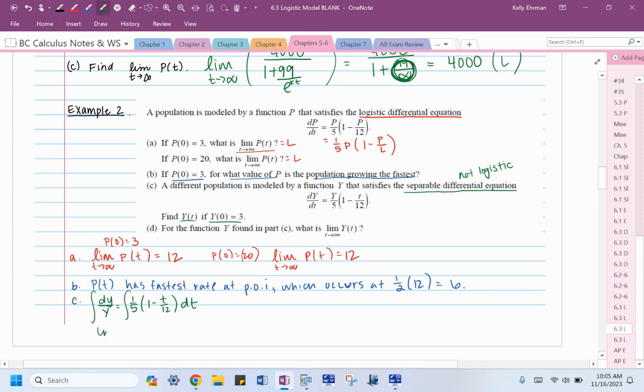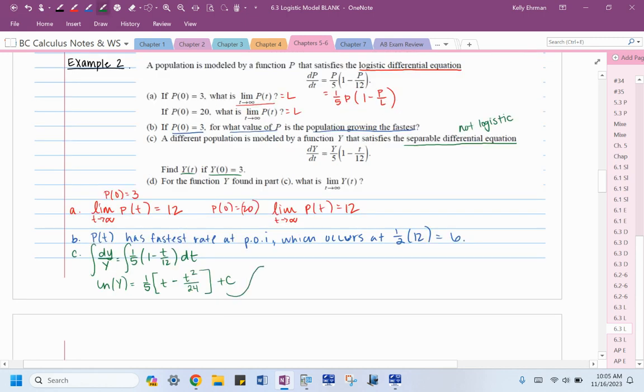Integrate. Natural log of y equals 1/5. Let's see. So 1/5, when you integrate 1, you get t. When you integrate t over 12, you get minus t squared over 24, plus c. Maybe we should distribute the 1/5 through it.